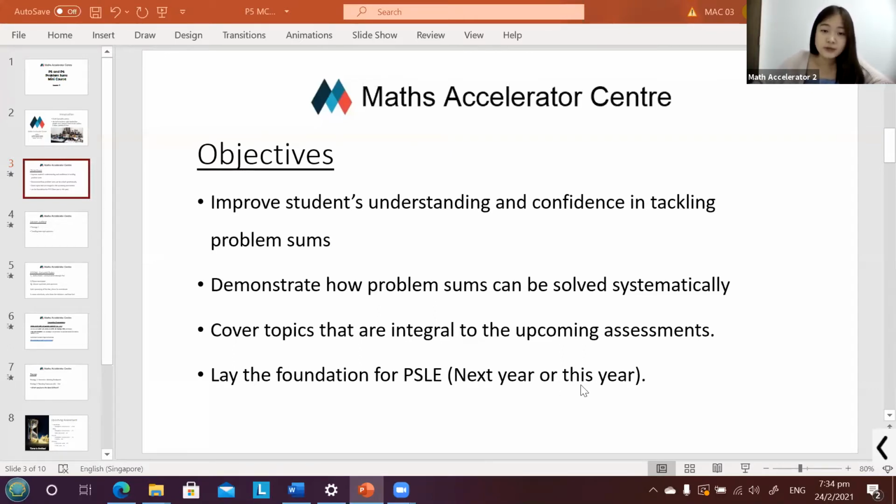So we'll be covering topics that are integral to the upcoming assessments that you will have, and lay the foundation for PSLE. If you are primary 5 this year, it will be relevant for you next year. If you're primary 6 this year, it is relevant this year. So in the end it will still be relevant to you.